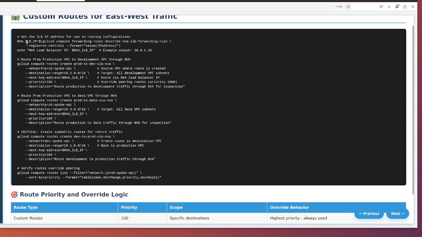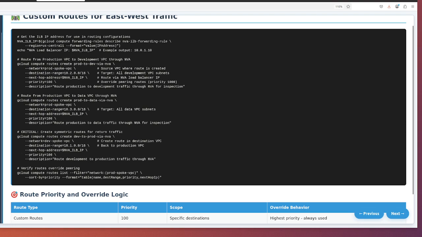The route from production to development VPC uses destination range 10.2.0.0/16, which covers all subnets in the development VPC. This is more efficient than creating separate routes for each subnet. The priority 100 setting is crucial. VPC peering automatically creates routes with priority 1000. Our custom routes with priority 100 will override these automatic routes, forcing traffic through our NVAs instead of direct peering.